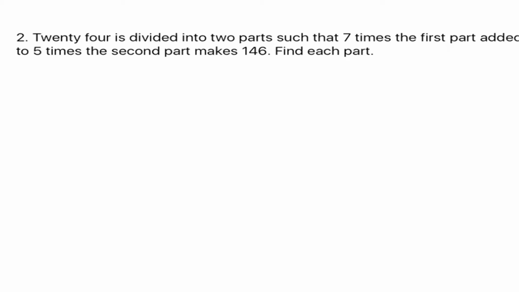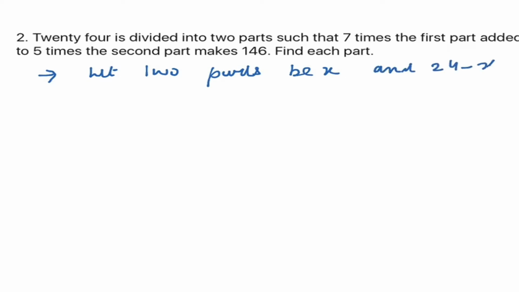So next question is, 24 is divided into two parts in such a way that 7 times the first part is added to 5 times the second part, and that makes 146, and we have to find out each part. So what we will do, we will consider two parts because 24 is divided into two parts. So let the one part be x, then the other one will be 24 minus x, as 24 is divided into two parts.